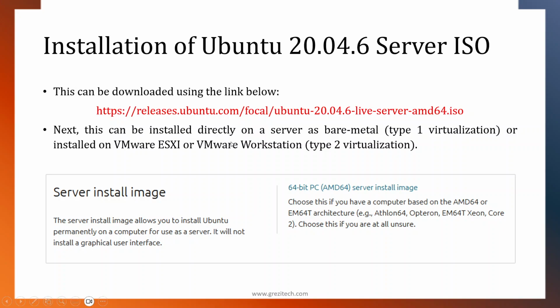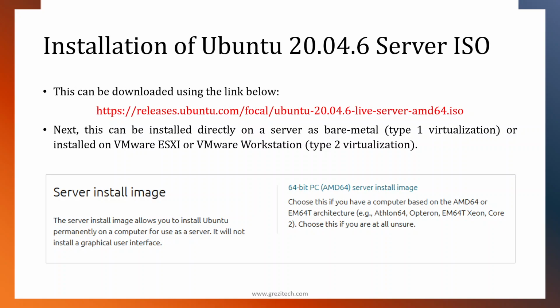This server install image can be installed directly on your bare metal. If you remember, we said there are two types of virtualization. There's type 1 and there's also type 2 virtualization. In your type 1 virtualization, you are installing the operating system directly on a physical server or directly on a laptop. There is no other underlying OS. There is no other underlying hypervisor. So if you're installing Ubuntu directly on your server or on your laptop, then that's your type 1.